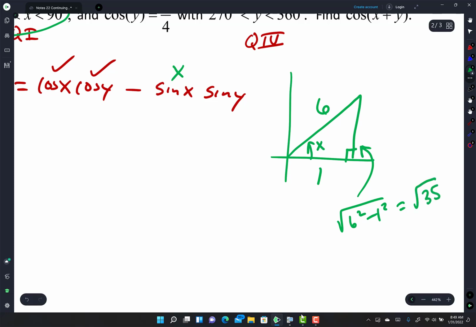35. I don't think it breaks down. Let's see, 6 times 5. Nope. So there it is. Leave it at square root of 35. Are we still okay, guys?